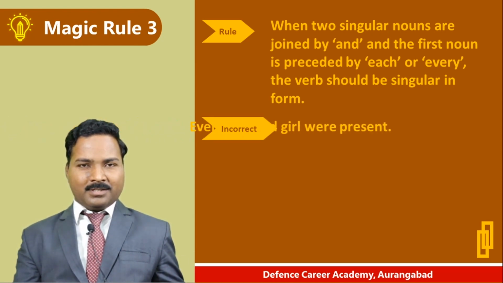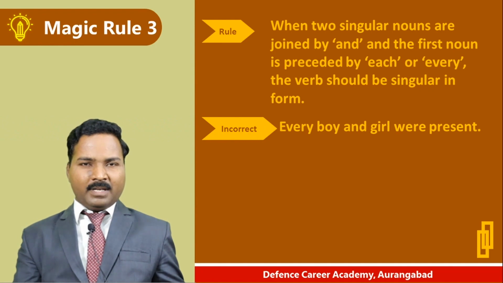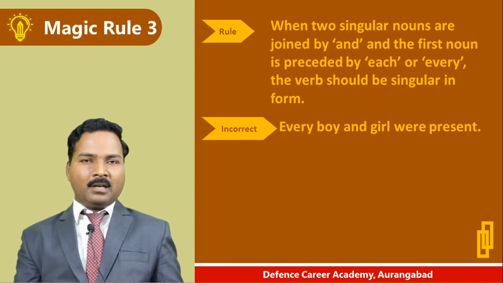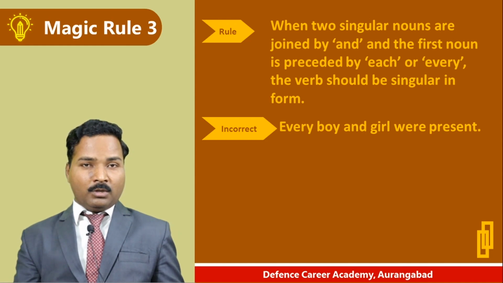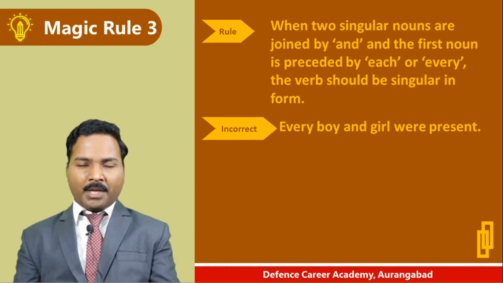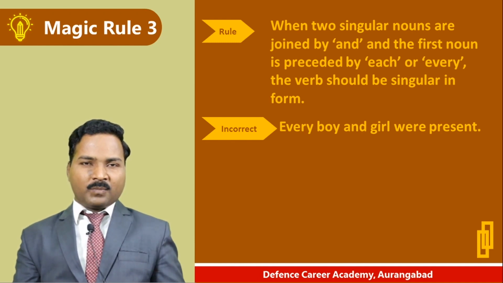As you can see in this example, which is incorrect: every boy and girl were present. Here also you can see that boy and girl are singular nouns and every is used before only the first noun. The adjective every is not repeated before the second noun. It means we are talking about them individually. We are talking about every boy and girl individually. That's why the verb should be singular in form.